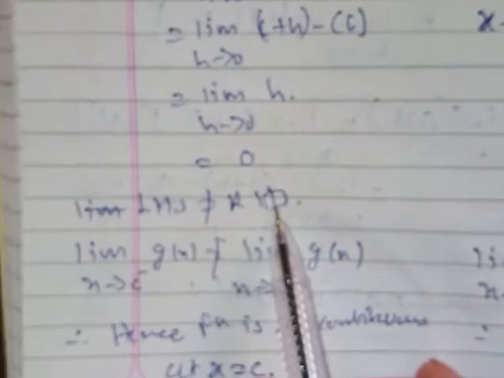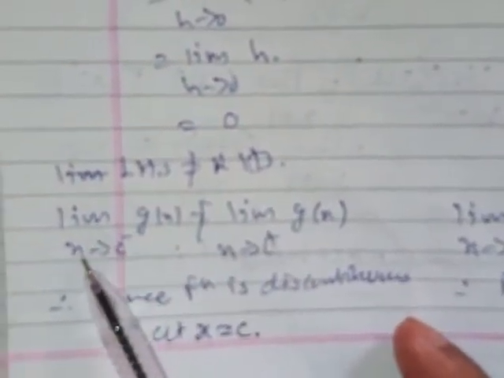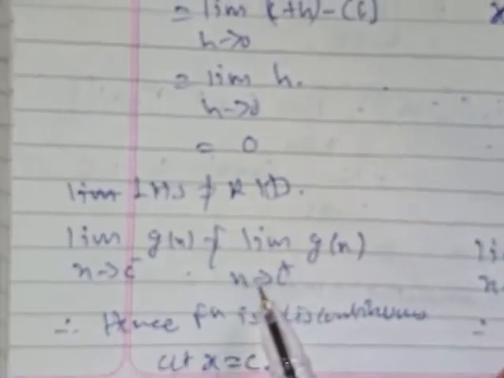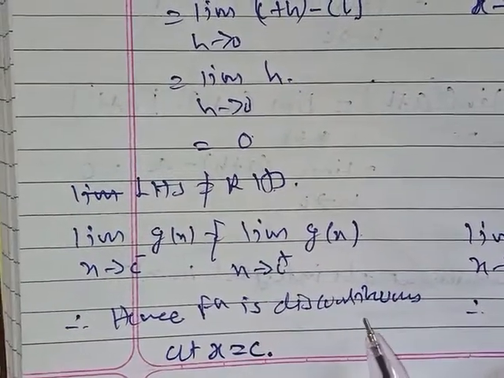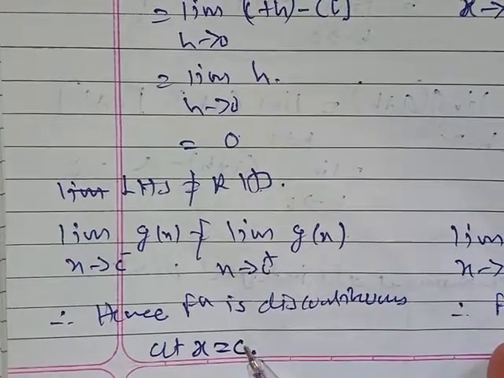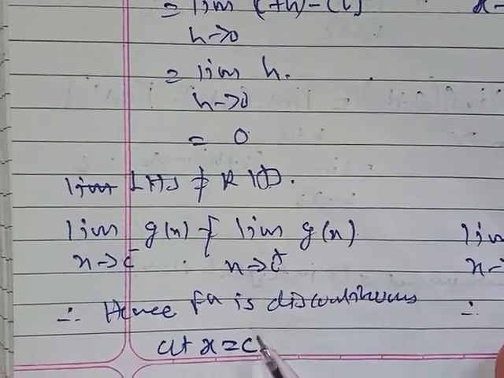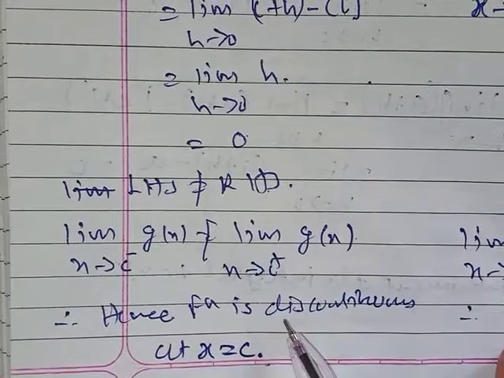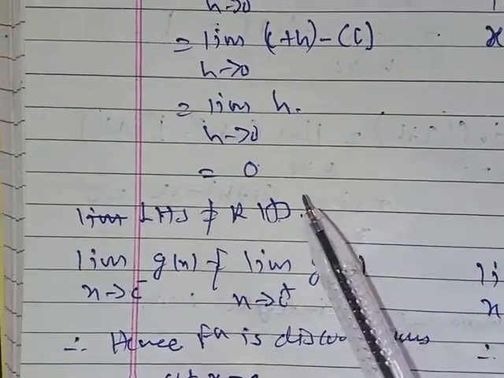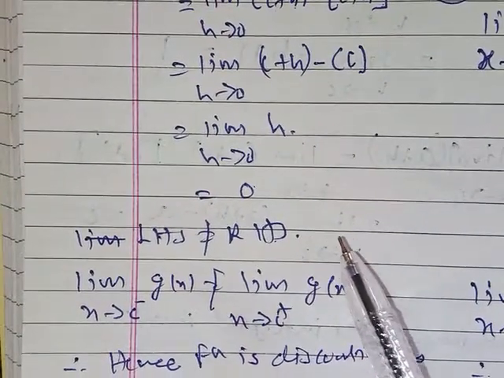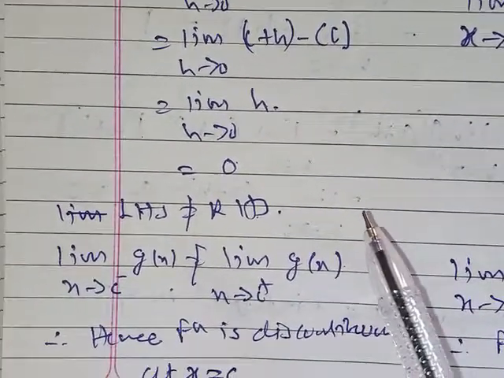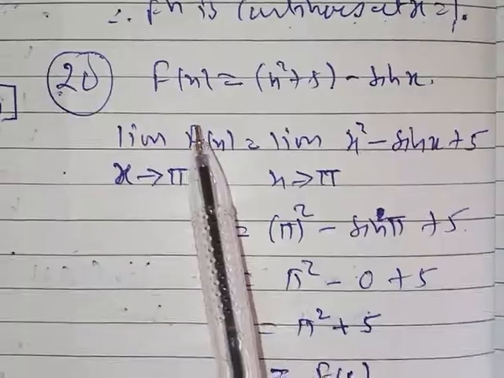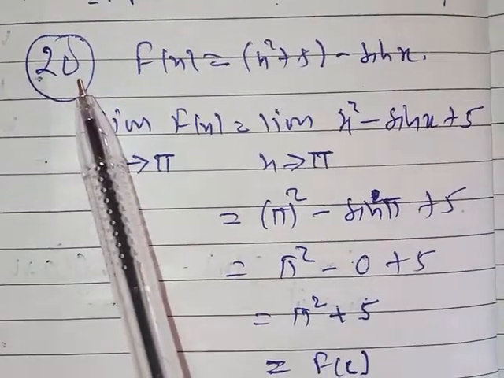So LHS is not equal to RHS, which means that the limit x tends to c minus of g of x is not equal to the limit x tends to c plus of g of x. So the function is discontinuous at x equal to c, and c was any general point. So we can say that the function is discontinuous at every integer value.